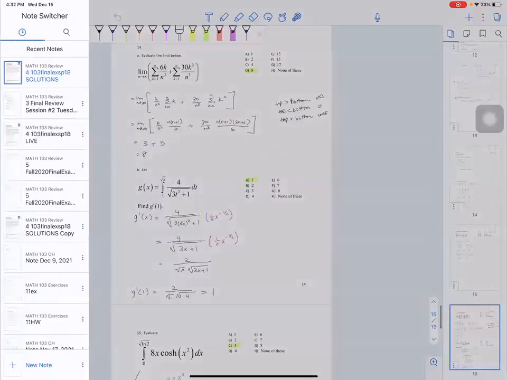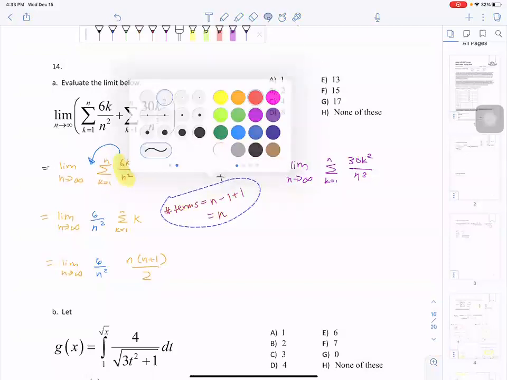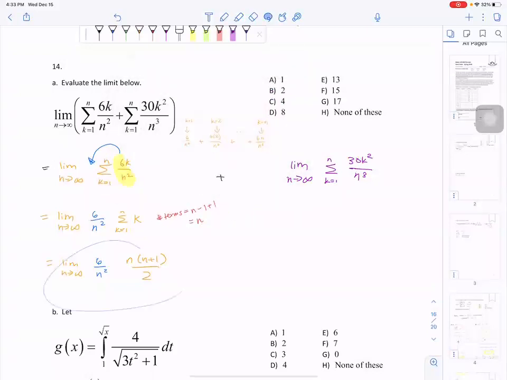Let's check to make sure how many terms we have. To figure out how many terms we have, we do the largest number, n, minus the first number, 1, plus 1. So yes, it is n. We can keep this as our formula for this orange sum. Let me use a different color. Okay, so we just found the orange one.